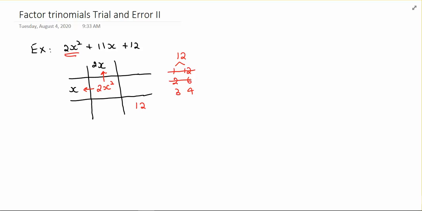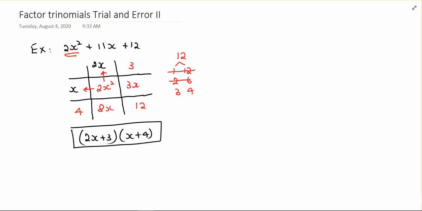How about 4 and 3? So again, let's be smart. 4 and 3, right? So if I put the 4 here, I know I'm going to get 4 times 2 is 8. And in my head, if I put the 3 there, then 3 plus 8, I'm going to get 3x there. 3 plus 8 is going to give me 11, which is exactly what I want. So now I have my factors. What are the factors? 2x plus 3, x plus 4. I'm done. Now you can always check this by distributing and seeing if it works out.